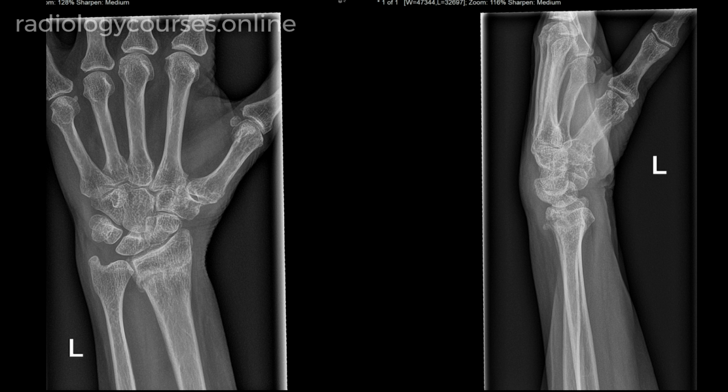So in summary, we have a case of an old fracture with partial union, which needs further evaluation with a CT scan and the orthopedic team.